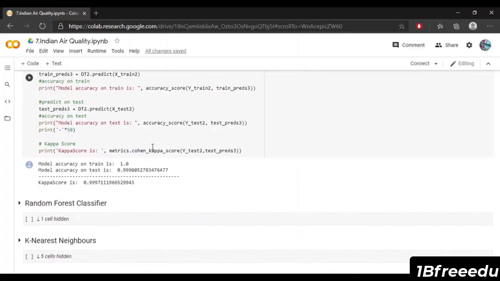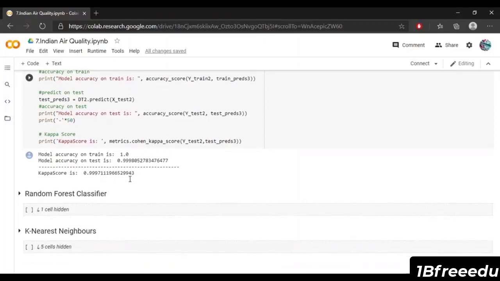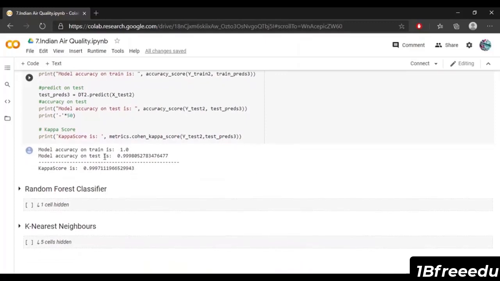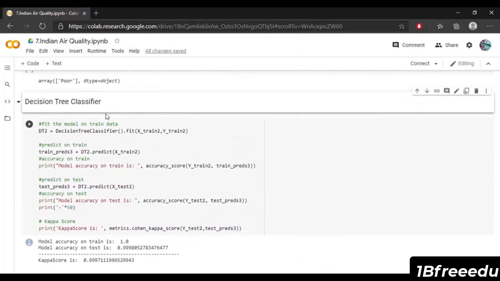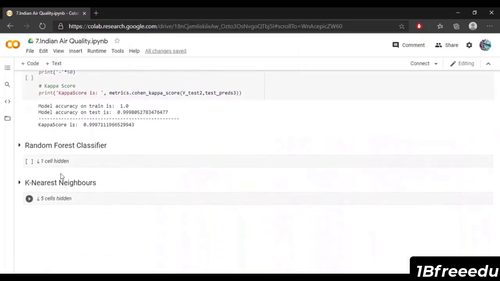And over here, as we are using a decision tree, the decision tree is more likely to overfit. And this can be seen over here. The model accuracy on train is 100, and the model accuracy on test is again 100. And our kappa score is 99 or 100% again. So this shows us that the decision tree classifier is overfitting.